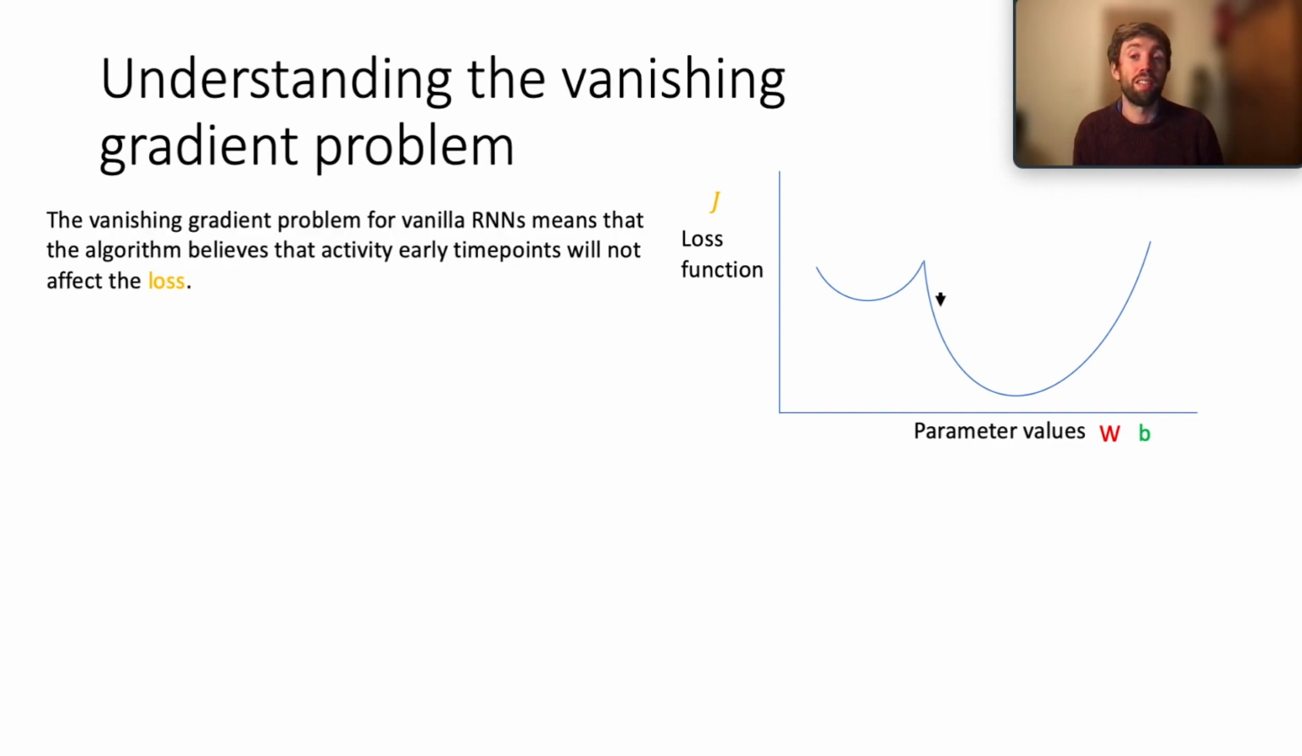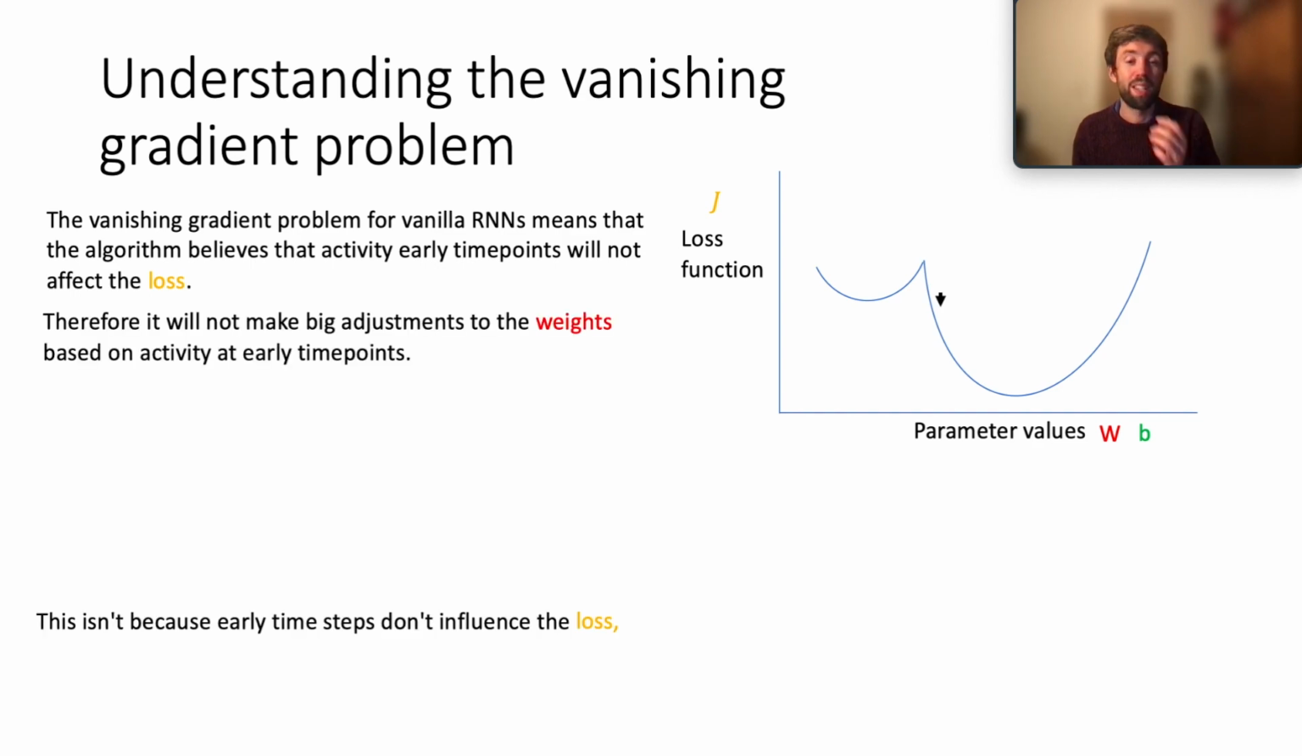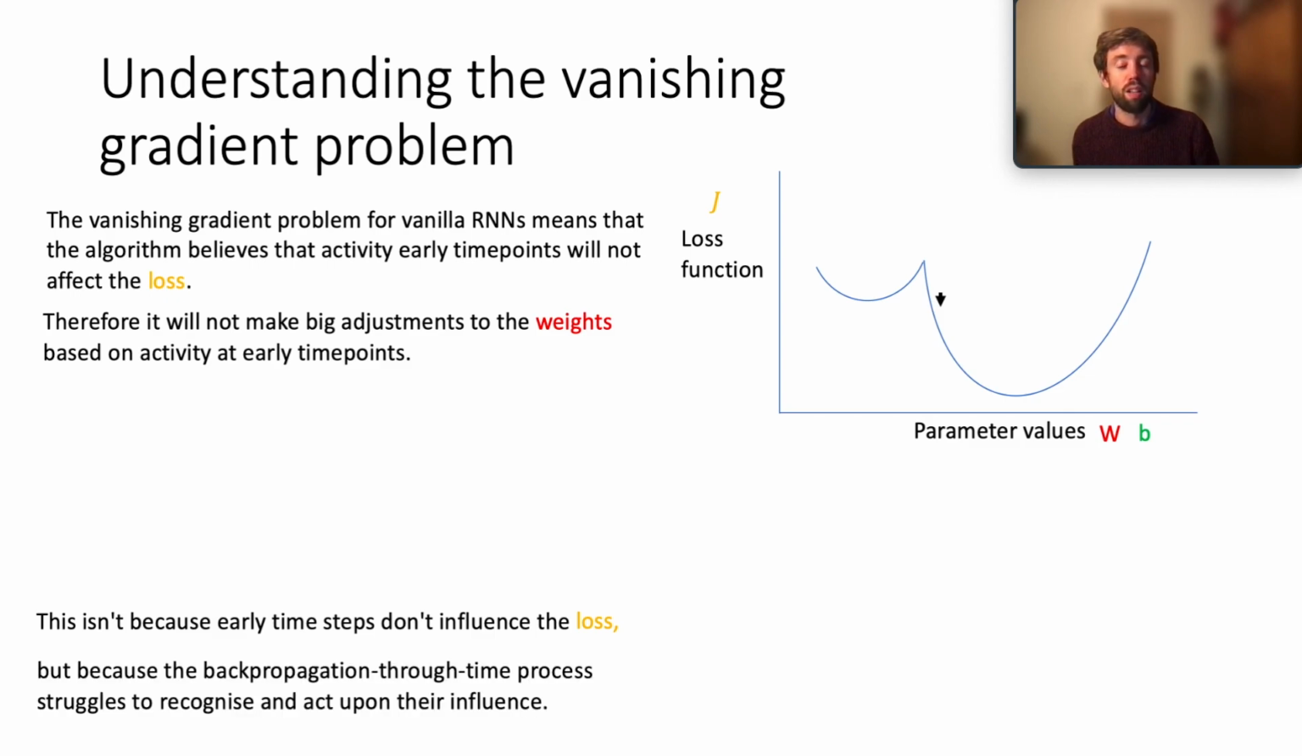And the vanishing gradient problem for vanilla RNNs means that the algorithm believes essentially that activity in early time points will not affect the loss, but this is often not the case at all. This isn't because early time points don't actually influence the loss. It's just because the backpropagation through time process struggles to recognize the influence of activity at an early time point on the loss, and it struggles to act upon their influence.